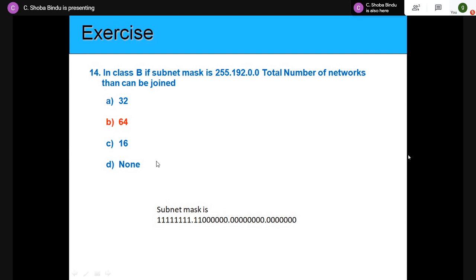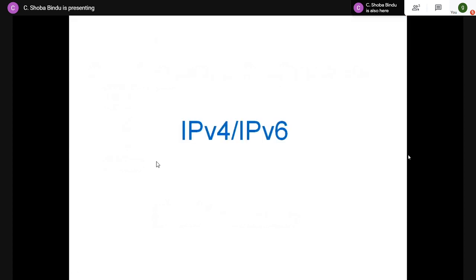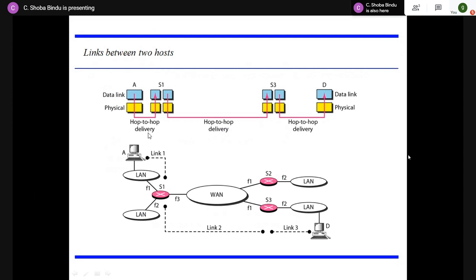So this completes IP addresses. Next we go for the IP version 4 protocol, and then we'll look at the IP version 6 protocol also. Before we go for that, what is the purpose of the network layer? The network layer's purpose is to route the packet from the source to the destination. For that, it makes use of the services of the data link layer. The data link layer is responsible for moving the packet from one node to an adjacent node, so on a hop by hop basis it moves the packets to the destination.